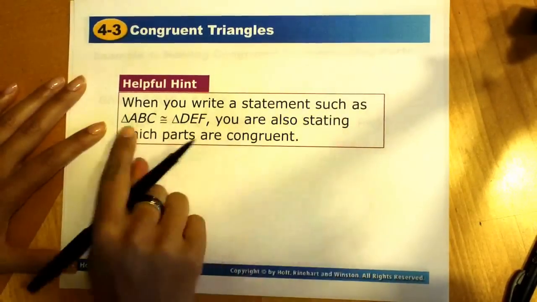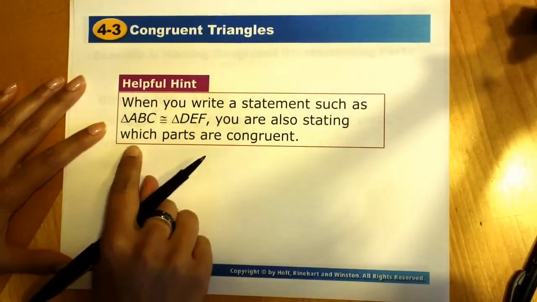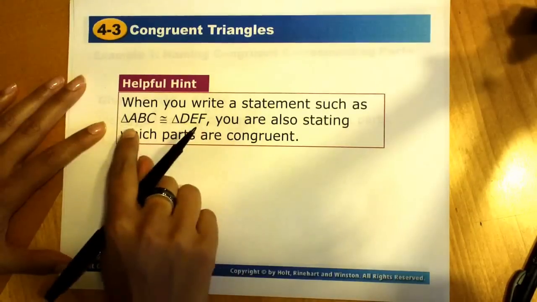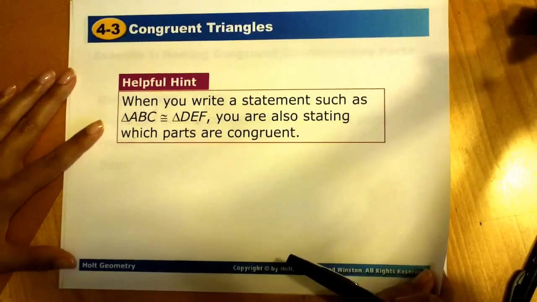Something for you to remember is that when you name your triangles, you're also telling people which parts are congruent, so you have to do this very carefully. The nice thing about this is that it's going to help you figure out which ones are congruent. We'll see that in the next section.